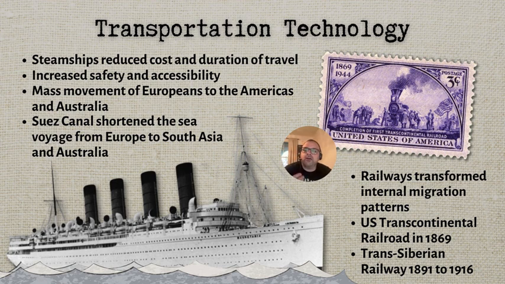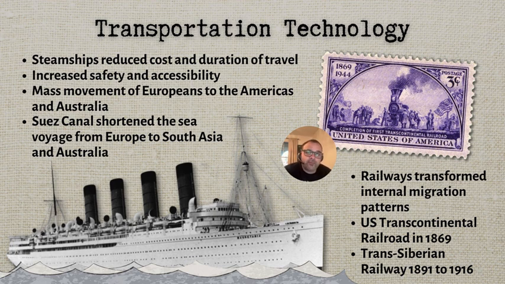Then we also want to talk about the things that make this migration possible, right? We see the development of the steamship and railways during this period, which revolutionized global migration significantly. It reduced the cost and the duration of travel while increasing both the safety and accessibility of that travel. These technological advancements make it possible for millions of people to move across continents, move across oceans in search of better opportunities, and contributed to the massive waves of migrations that are really characteristic of this era.